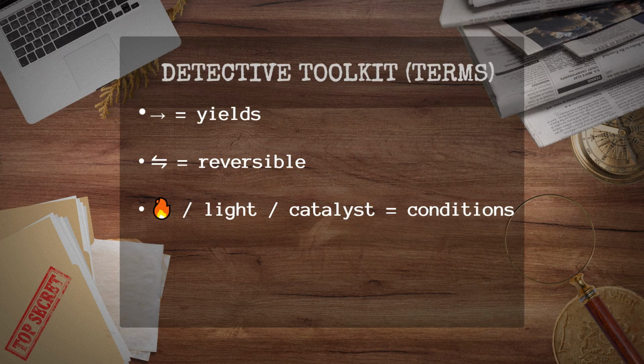Before we solve the case, here's our detective toolkit. Let's read the symbols in an equation. The arrow means yields or produces. A double arrow means the reaction can go both ways, or reversible. Sometimes you'll see heat, light, or a substance written above the arrow. These are conditions needed for the reaction.